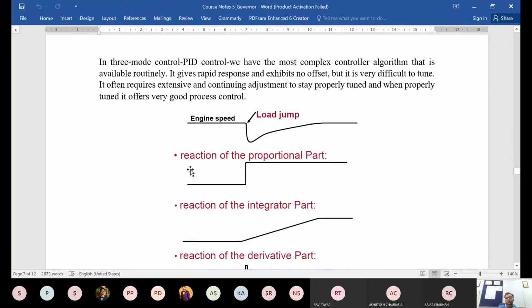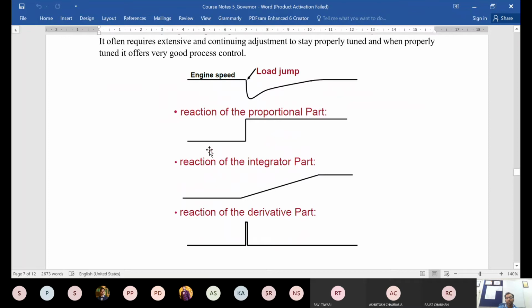This figure gives you an idea in graphical form of how these control mechanisms work. Let's say your engine is operating at some constant speed and suddenly the load is increasing, there is a load jump. Obviously there will be a drop in the speed. How these three controllers will react is that the proportional one will give an output proportional to the drop, and it's like a step function.